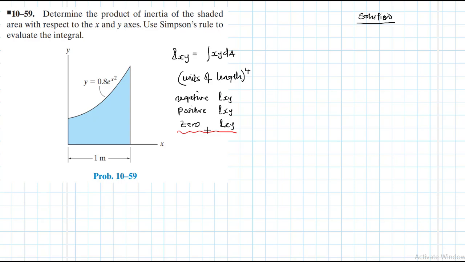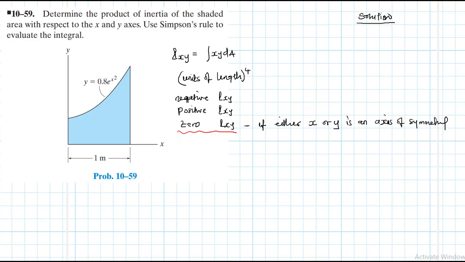You will have a zero product of inertia of an area if either x or y is an axis of symmetry. Okay, if either x or y is an axis of symmetry, then you expect product of inertia of an area to be equal to 0.